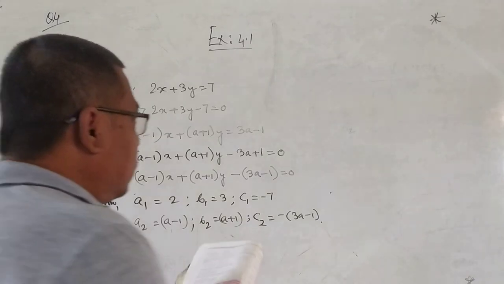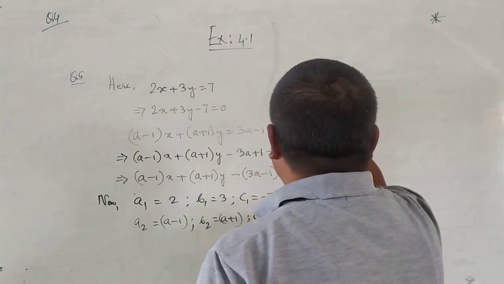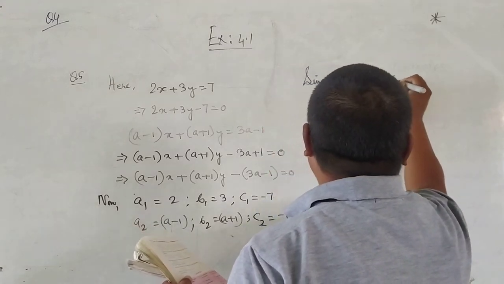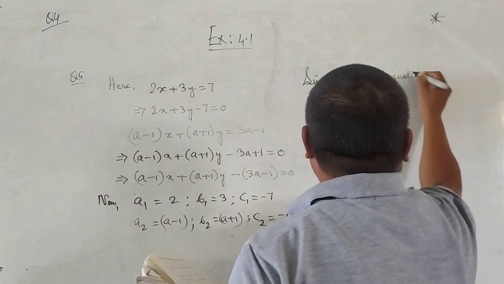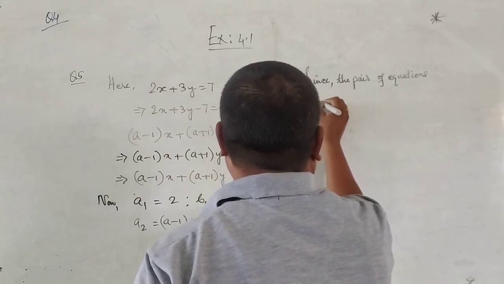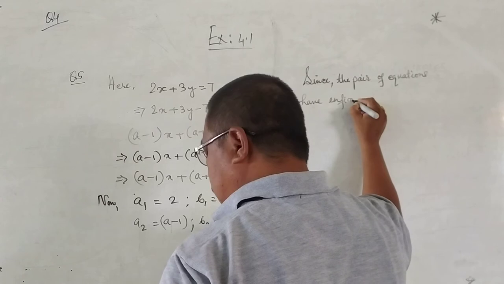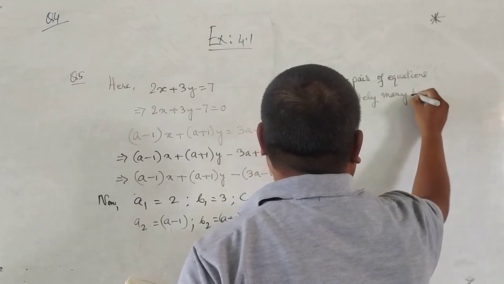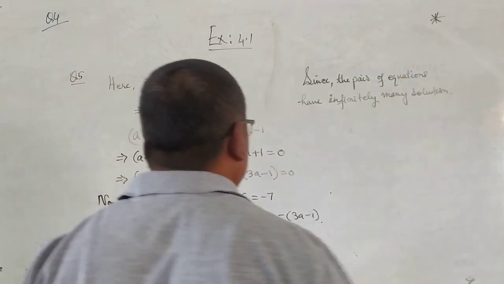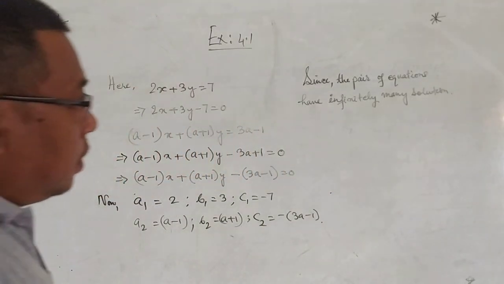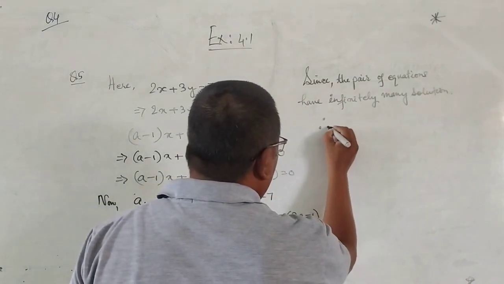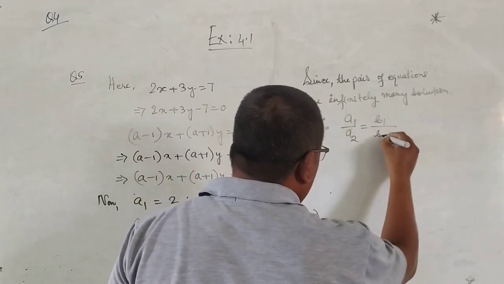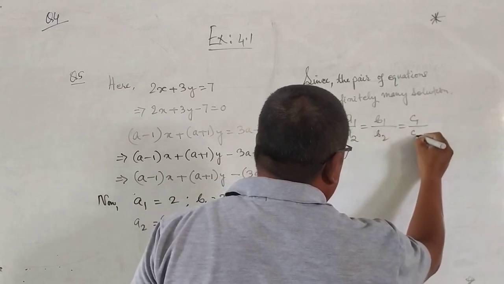Then, since the given pair of equations has infinitely many solutions, what is the relation? Therefore all ratios are equal: A1 by A2 is equal to B1 by B2 is equal to C1 by C2.